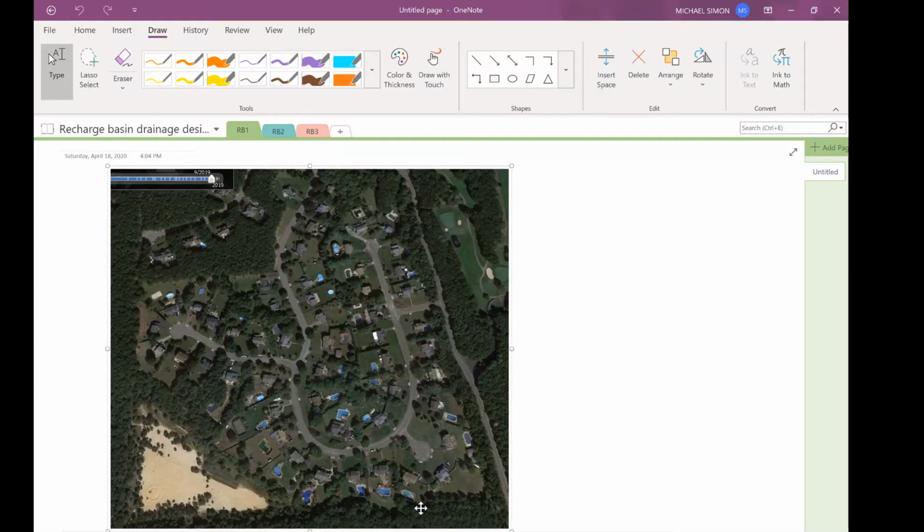So let's look at this diagram, or this photo of a subdivision. First of all, let's identify where the recharge basin is. The recharge basin is right here. One of the things I want to mention first is that recharge basins do not have to be rectangular. It's most common that they are, but you can size up a recharge basin to really fit any leftover piece of property that you have.